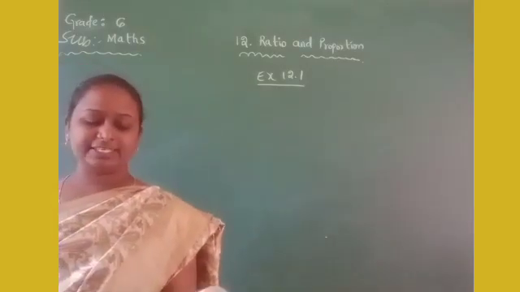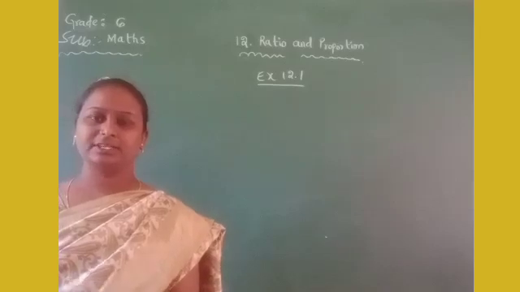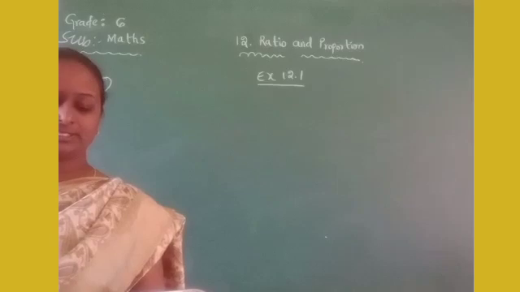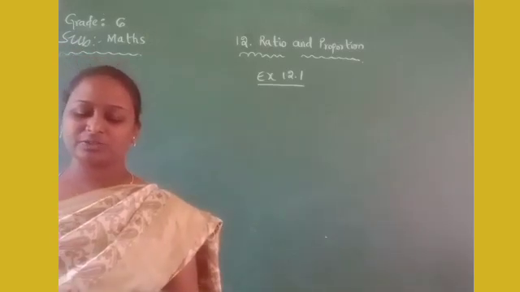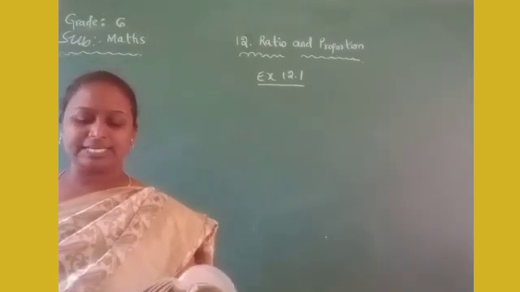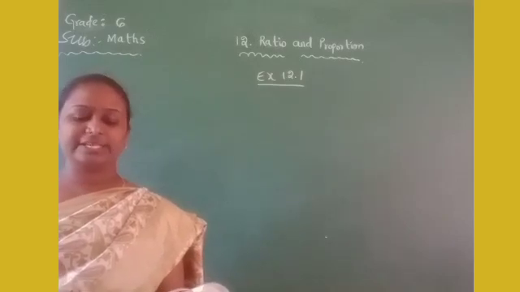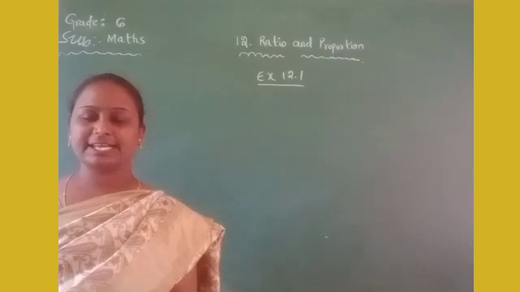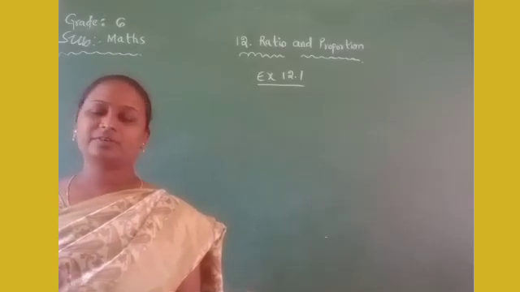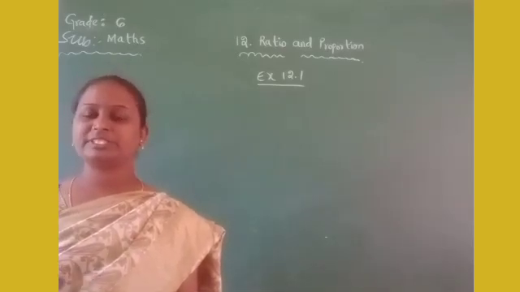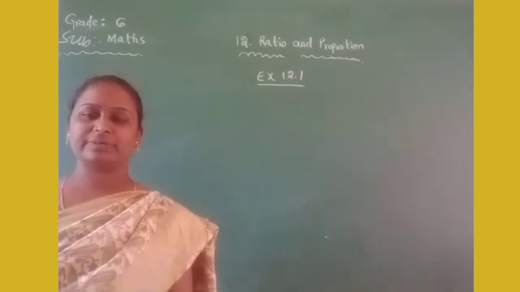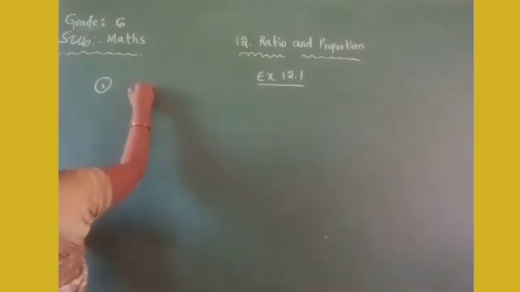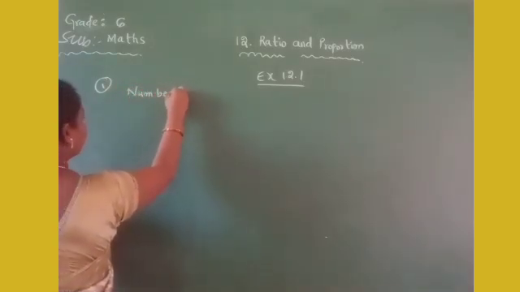There are 20 girls and 15 boys in a class. What is the ratio of number of girls to the number of boys? What is the ratio of number of girls to the total number of students in the class? How many girls in the class? 20 girls. Now number of boys in the class? 15 boys. You have to find the ratio. Ratio means in between the numbers you should use the symbol "is to".